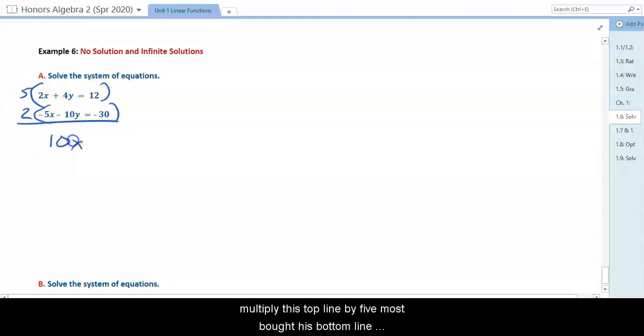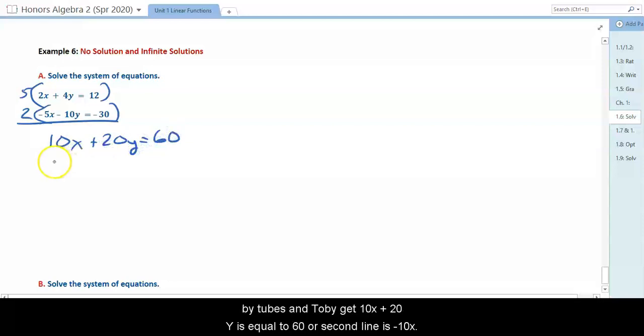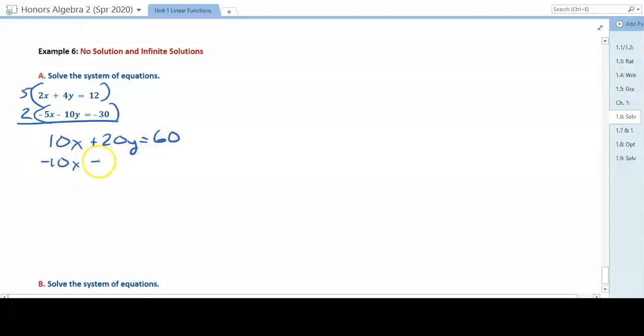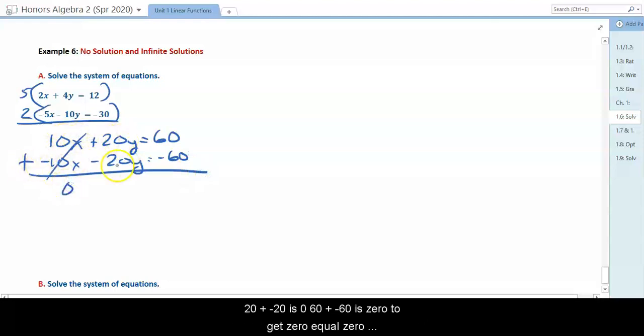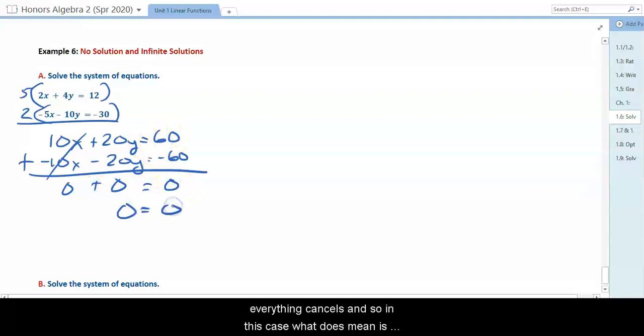And so we get 10x plus 20y is equal to 60. And our second line is negative 10x minus 20y is equal to negative 60. And so when we add those two together, 10 minus 10 cancels to 0. 20 plus negative 20 is 0. 60 plus negative 60 is 0. So we get 0 equals 0. Everything cancels. And so in this case, what this means is that everything's a solution, right?